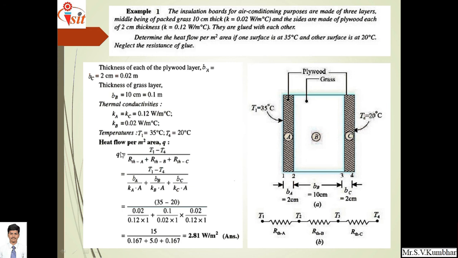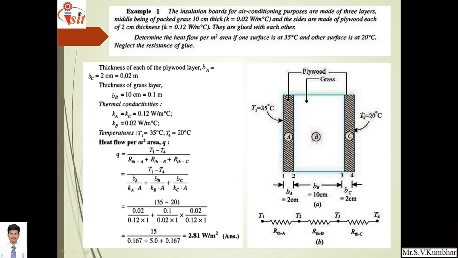Now here, the heat flow per meter square area, that is heat flux, this A is taken to the left hand side, so Q upon A, heat flow per meter area, is known as heat flux, that is T1 minus T4 upon RTH, that is thermal resistance of A plus thermal resistance of B plus thermal resistance of C, which is equal to thermal resistance of A given as BA upon Ka into A, plus thermal resistance of B given as BB upon KB into A, plus thermal resistance of C given as BC upon Kc into A.